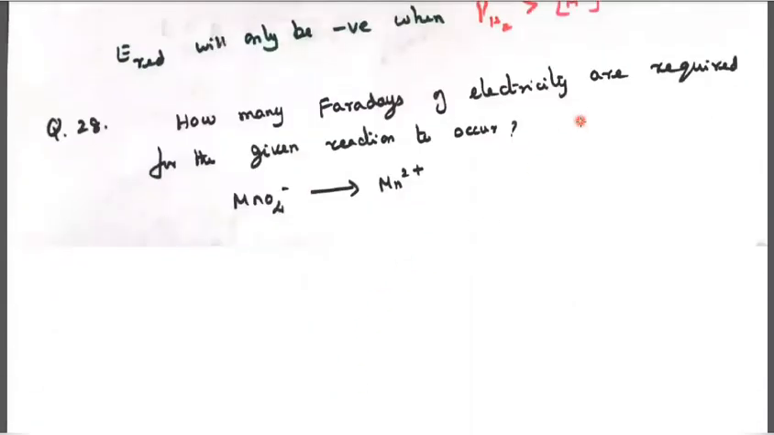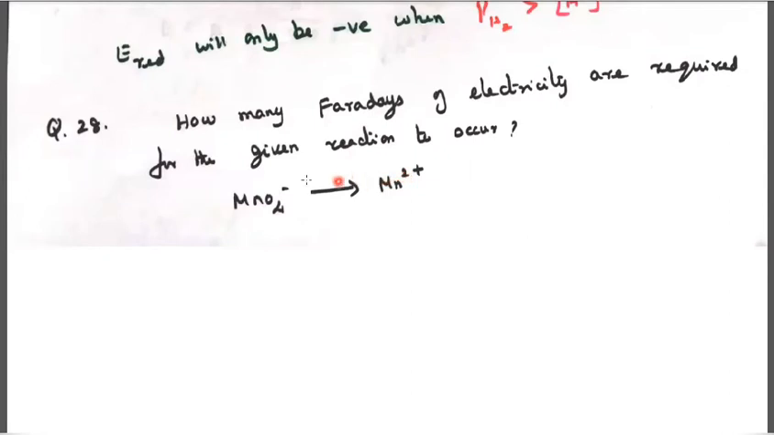How many Faradays of electricity are required for the reaction to occur? MnO4 minus gives Mn2 plus. Here in MnO4 minus, 4 into 2 is 8 minus 1, that is 7. So Mn is plus 7, and here it is plus 2. The difference between plus 7 and plus 2 is 5. That 5 is nothing but 5 electrons.